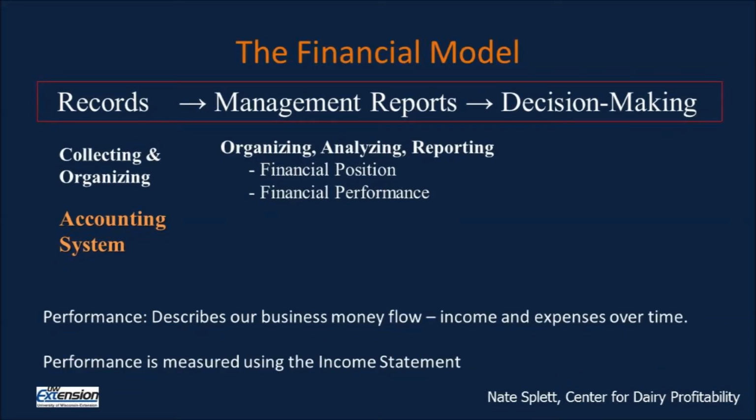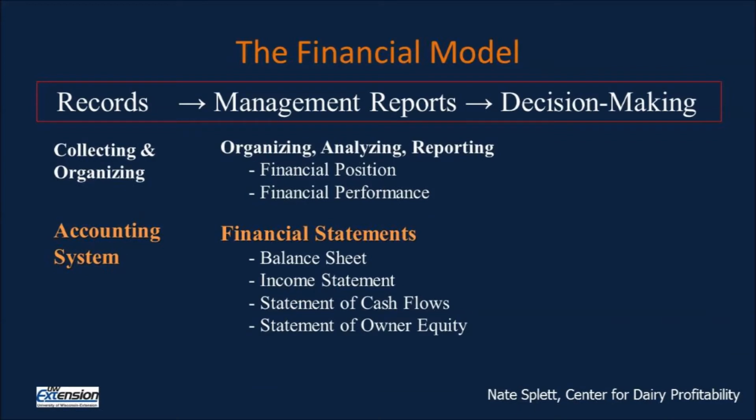Performance describes the flow of money through the business, income and expenses over time. Performance describes how well a business can make a payment, meet payroll, and it describes how much money is retained by the business. Farm performance is measured using the income statement. The income statement answers the question, did the farm generate an adequate return on the investment of your money, time, and labor? The tools used to illustrate the business's financial position and performance are called financial statements.